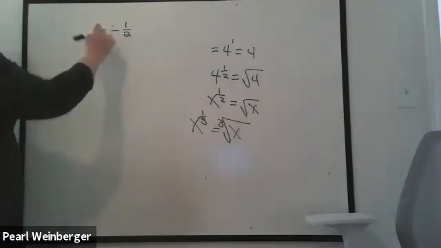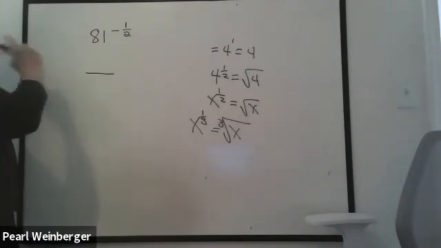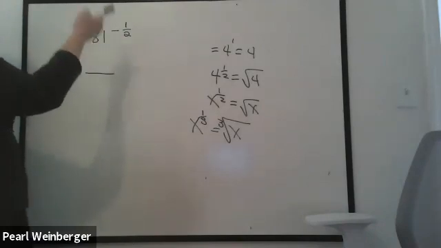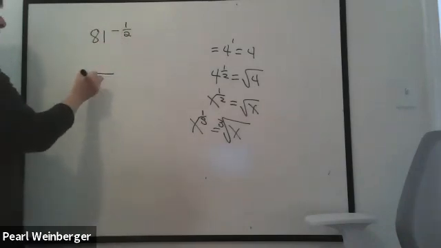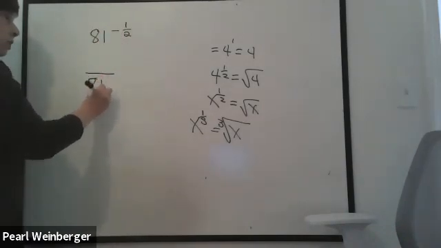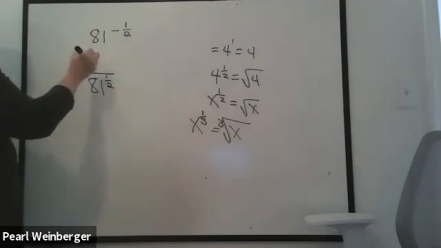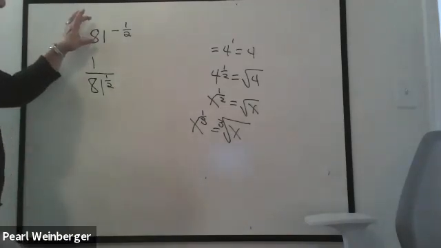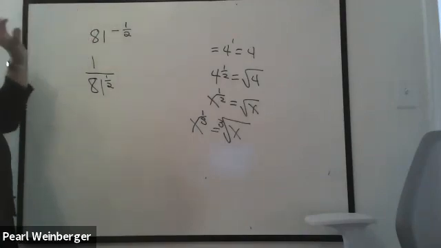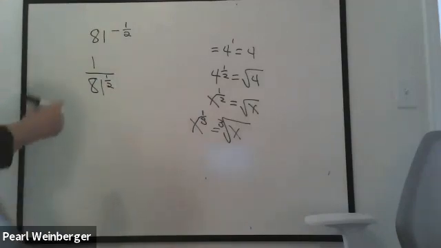The negative tells us to take the reciprocal, which means here is my fraction. This is really over 1 because it's over nothing, it must be over 1. We're going to put that in the denominator and make it 81 to the +1/2. Of course, that leaves my numerator to be 1. In other words, I take the reciprocal of the 81, which is 1 over 81, and make the exponent positive.